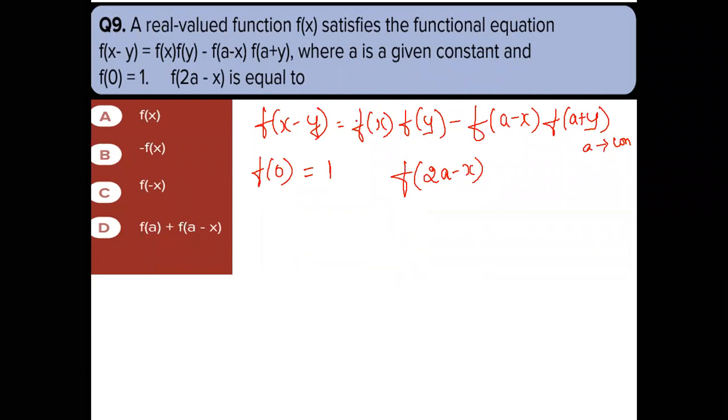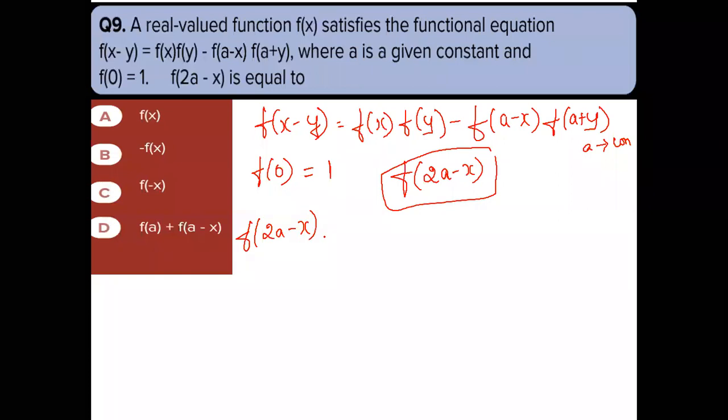So how can I do this? How to find the value of f of 2a minus x? If you have got an idea, just try it. Others just observe how we can do this. So I need f of 2a minus x, correct?